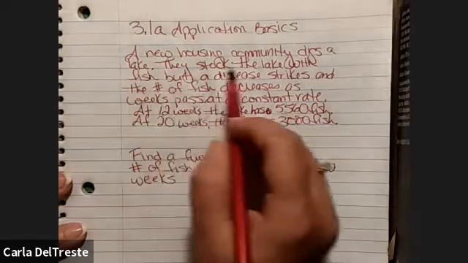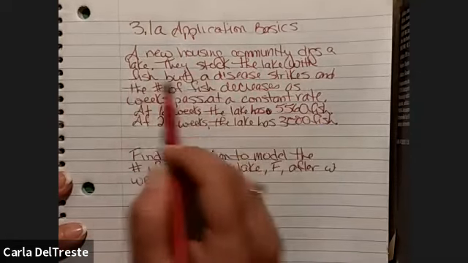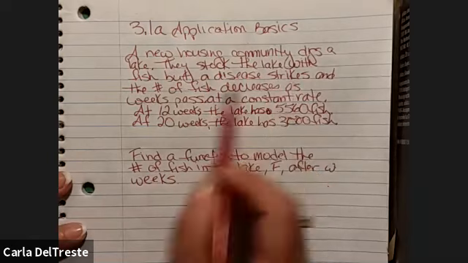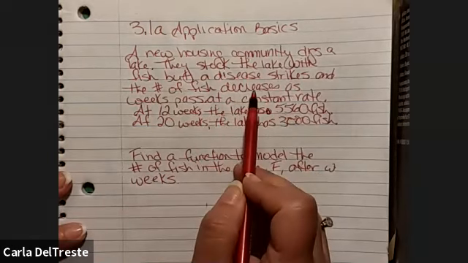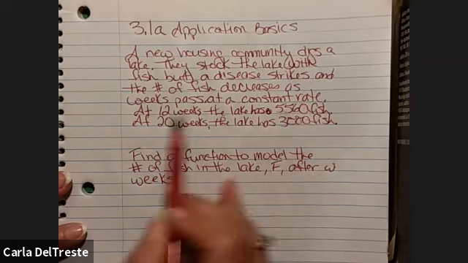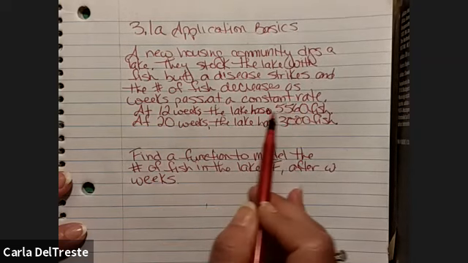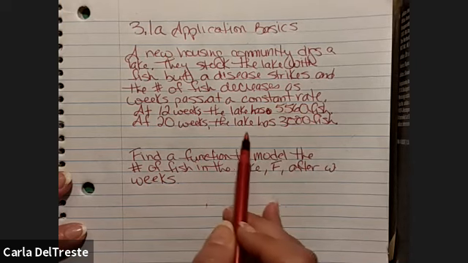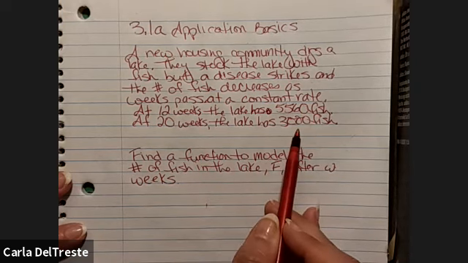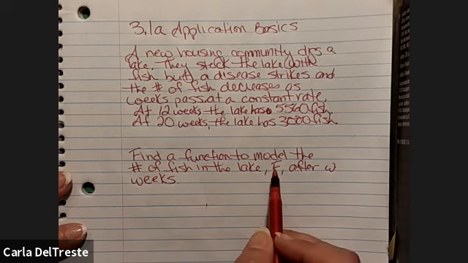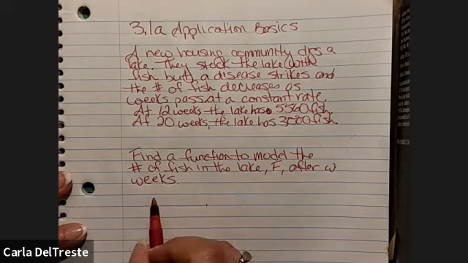A new housing community digs a lake. They stock the lake with fish, but a disease strikes and the number of fish decreases as weeks pass at a constant rate. At 12 weeks, the lake has 5,560 fish. At 20 weeks, the lake has 3,000 fish. Find a function to model the number of fish in the lake, F, after W weeks.